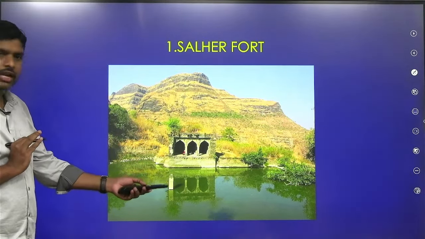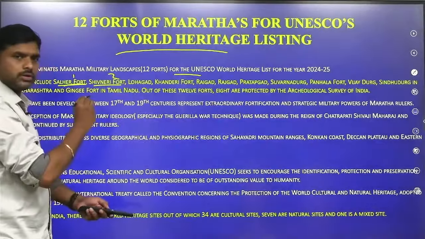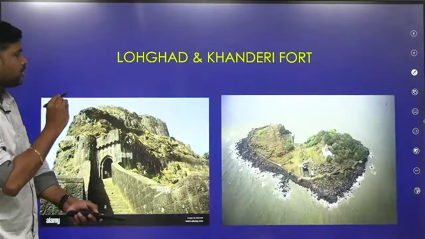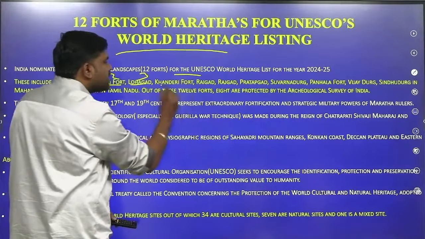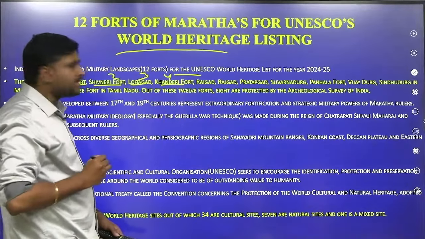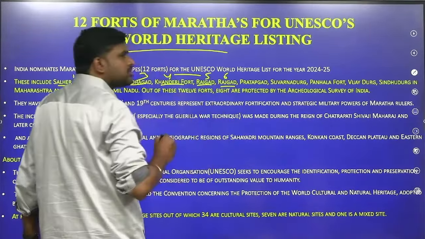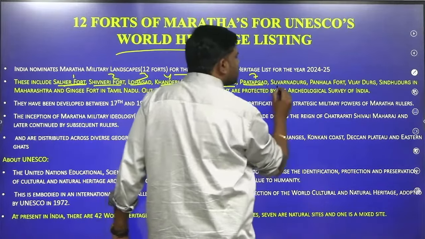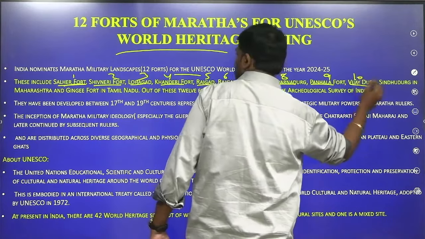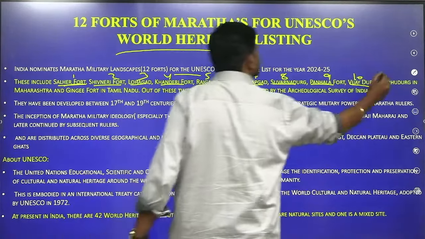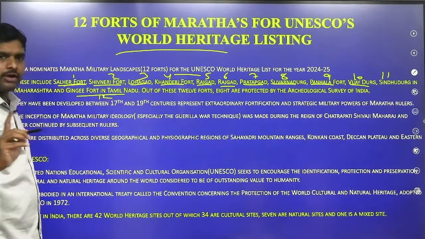Salhar Fort, Shivaneri Fort, Lohgad Fort, Khanderi Fort Island, Raigad Fort, Rajgad Fort, Pratapgad Fort, Suvarnadurga Fort, Panhala Fort, Vijaydurga Fort, Sindhudurg Fort in Maharashtra, and Jinji Fort in Tamil Nadu. Only the 12th fort is from Tamil Nadu. The rest 11 are from Maharashtra.